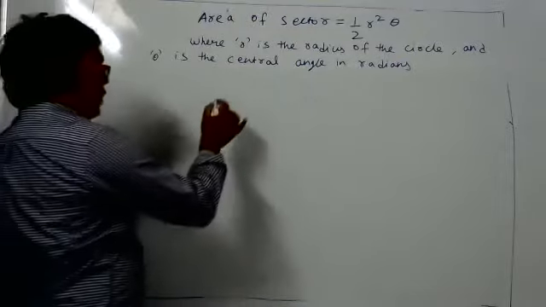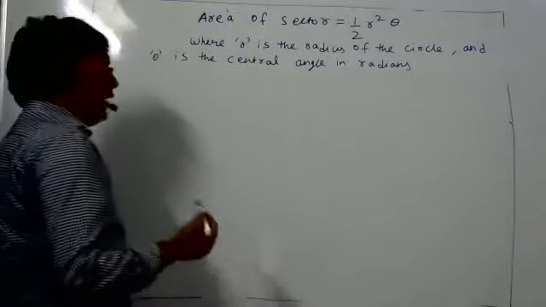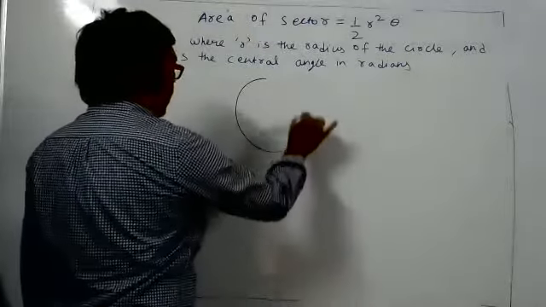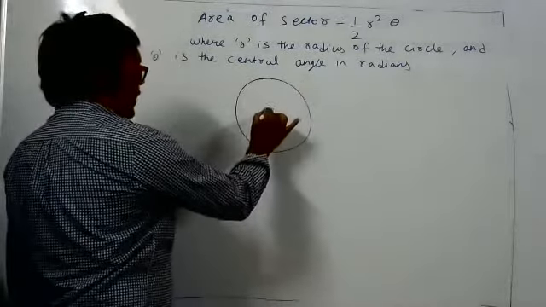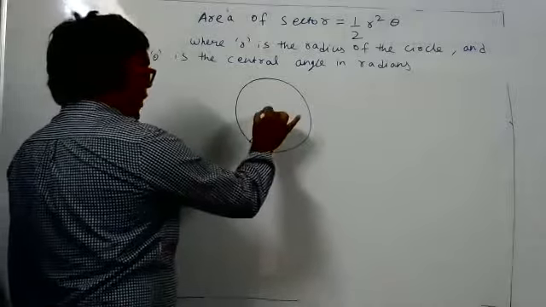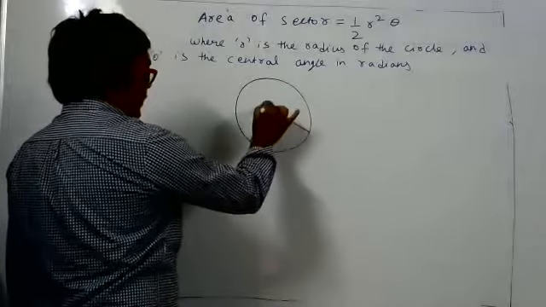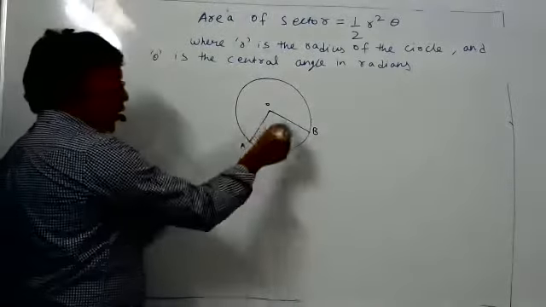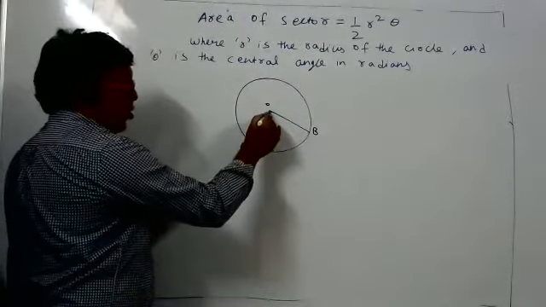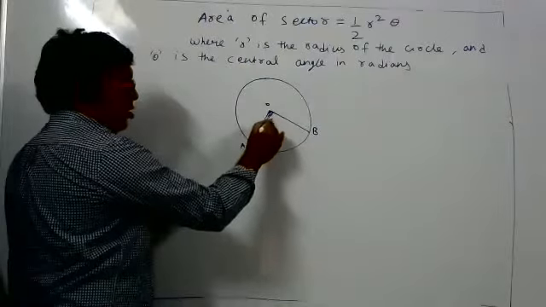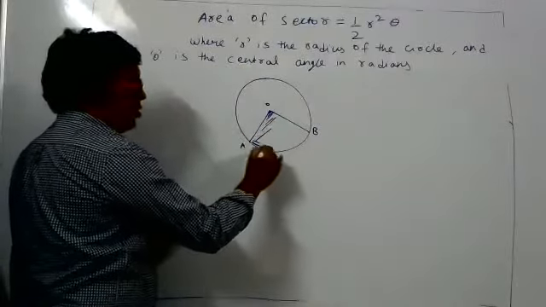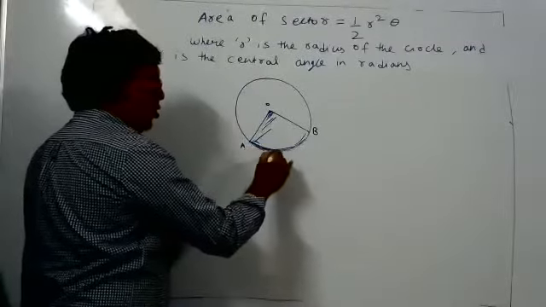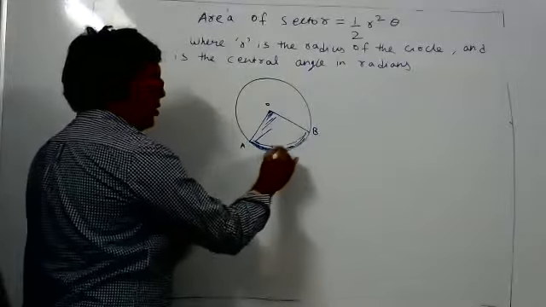Do all of you know what is sector? The area bounded between any two radii and the arc. If I draw any two radii, obviously there will be an arc. The area bounded between those two radii and the arc is called sector. So we will now learn how to find area of sector.